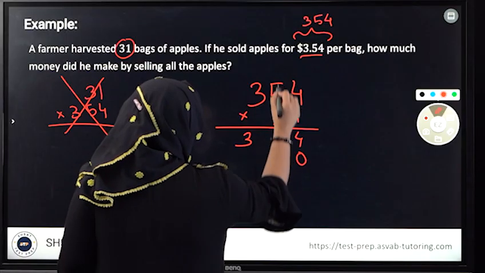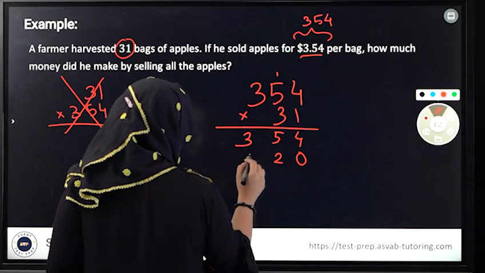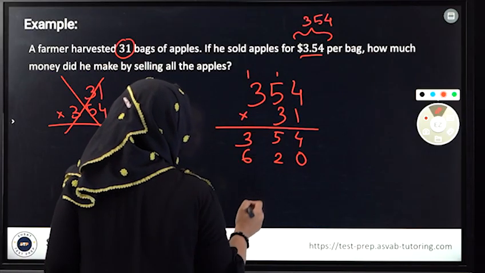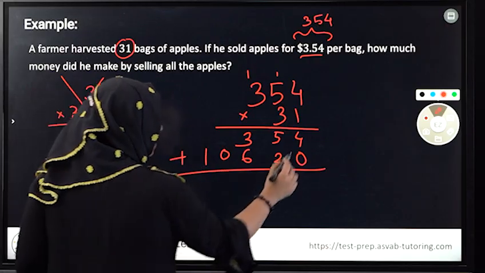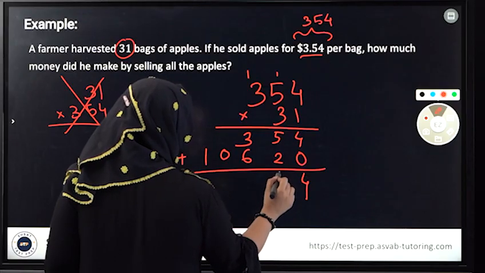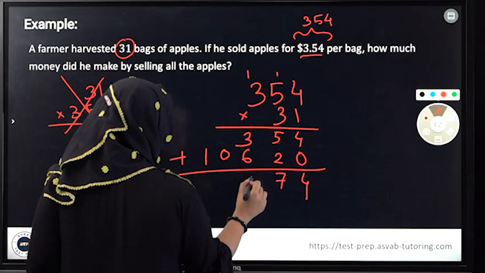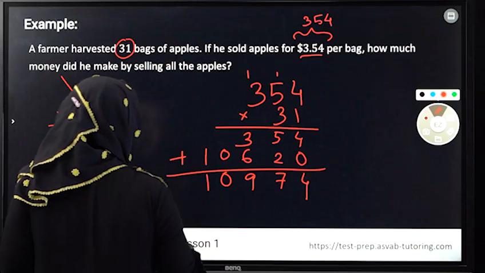4 times 3 is 12. 2, carry the 1, 5 times 3 is 15 plus 1, 16, 6, carry the 1, 3 times 3 is 9, 9 plus 1 is 10. Now, if we add them all up, 4 and 0 is 4, 5 and 2 is 7, 6 and 3 is 9, it's 0 here, it's a 1 here.